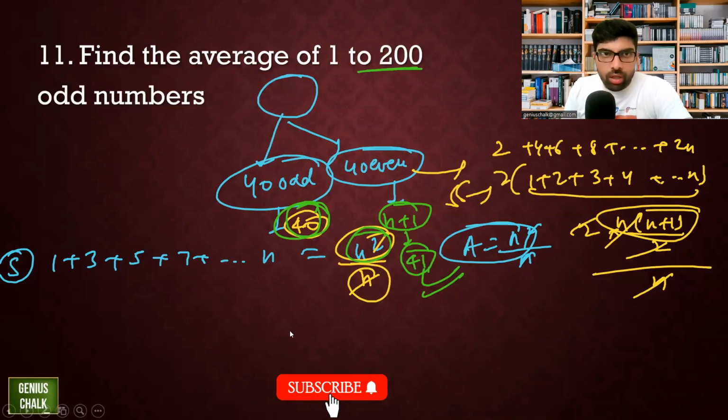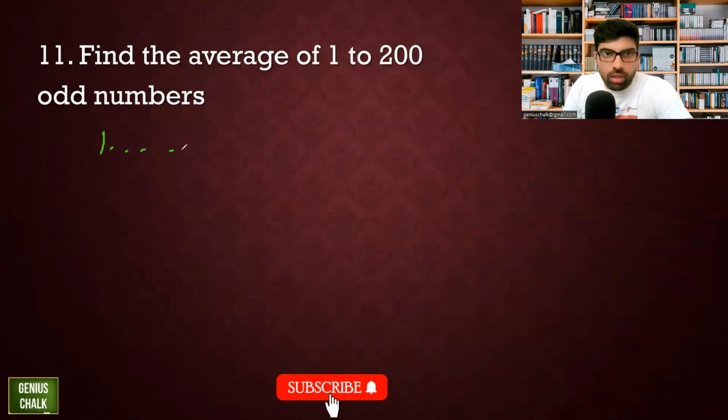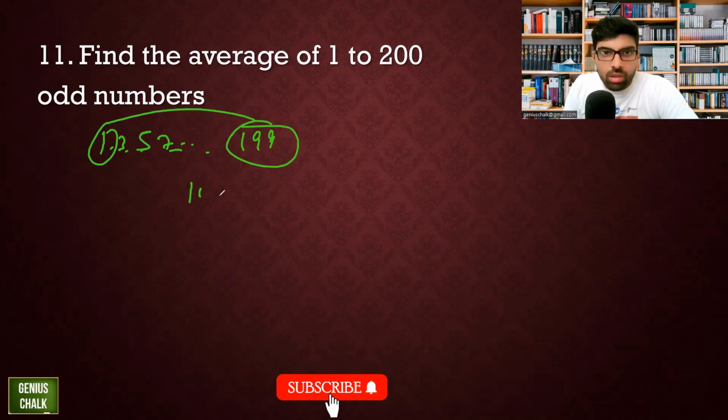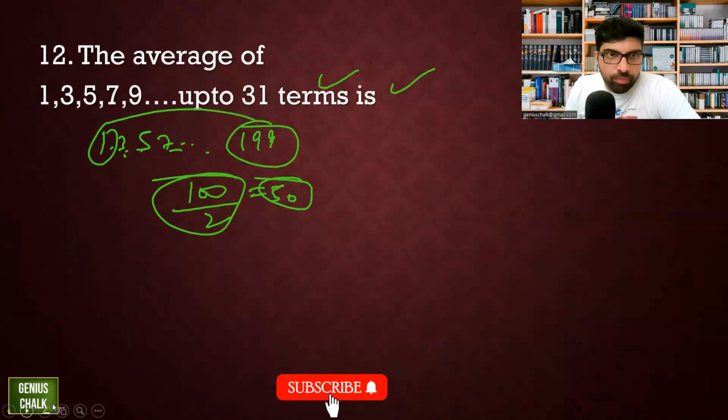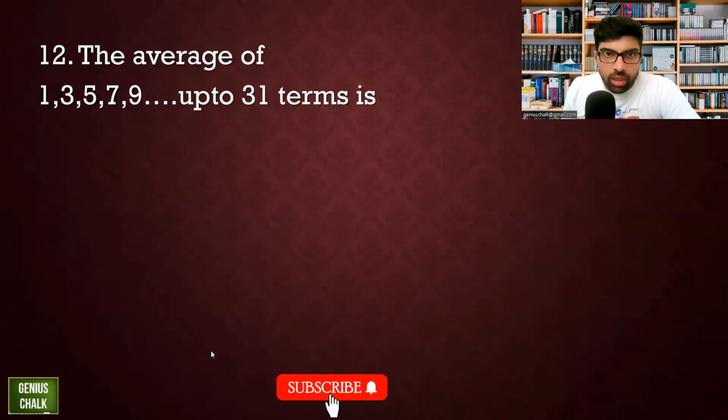Next, 1 to 200 odd numbers. So the first odd number is 1. The last is 199. The difference is the same as these are odd numbers. We can see 1, 3, 5, 7, and so on. So first plus last by 2, 200 by 2, this is 100. Average of 1 to 200 odd numbers is 100.